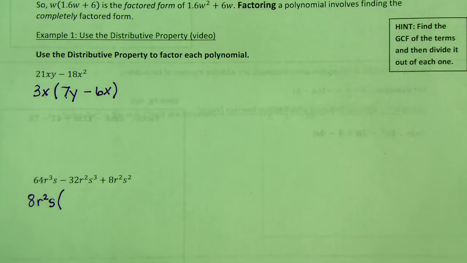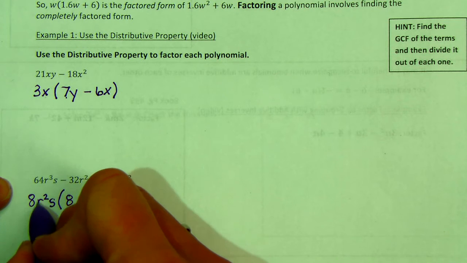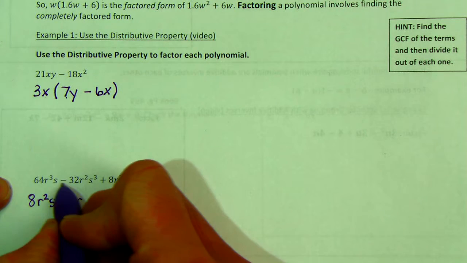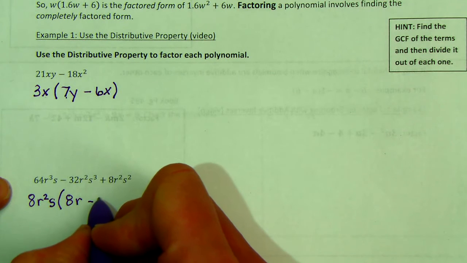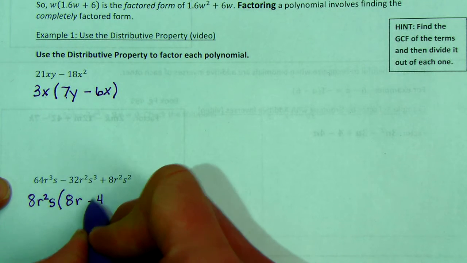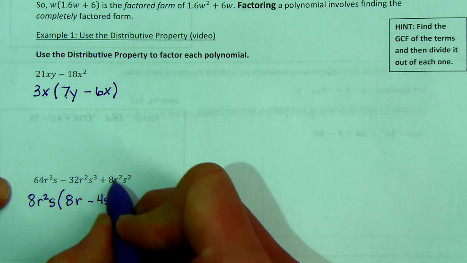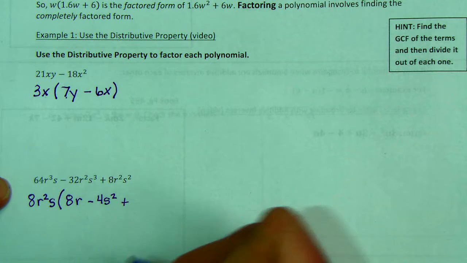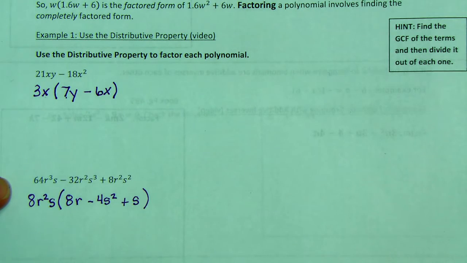If I do that, 64 divided by 8 is 8. R cubed divided by r squared is r, and s divided by s is gone. All right, 32 divided by 8 is 4. R squared and r squared, which means r is gone, and I take out one of the s's, so I got s squared. Now this last one, if I divide by 8, that 8 is gone, and so is the r squared. All I have left is s. If you choose to write 1s, that would be okay, but you do not have to. And there you go. It's factored.